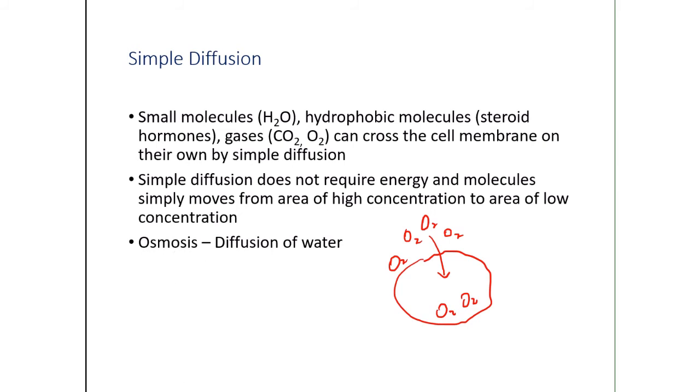Osmosis is another example of passive transport. This is the diffusion of water, and water will move differently depending on whether the cell is placed in an isotonic, hypotonic, or hypertonic environment.